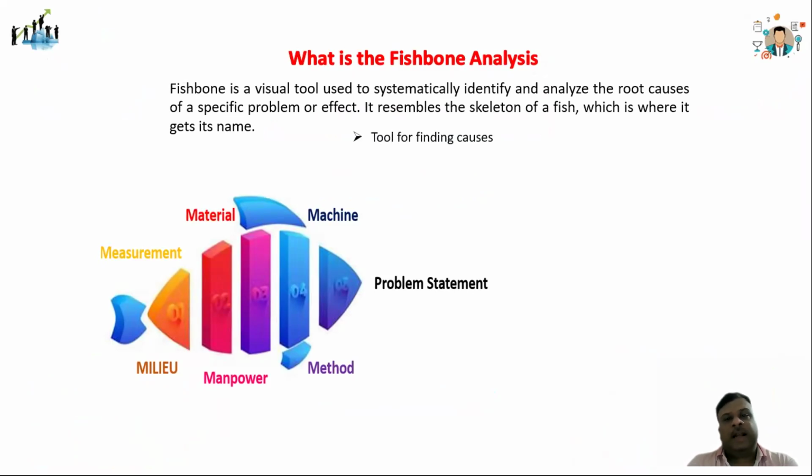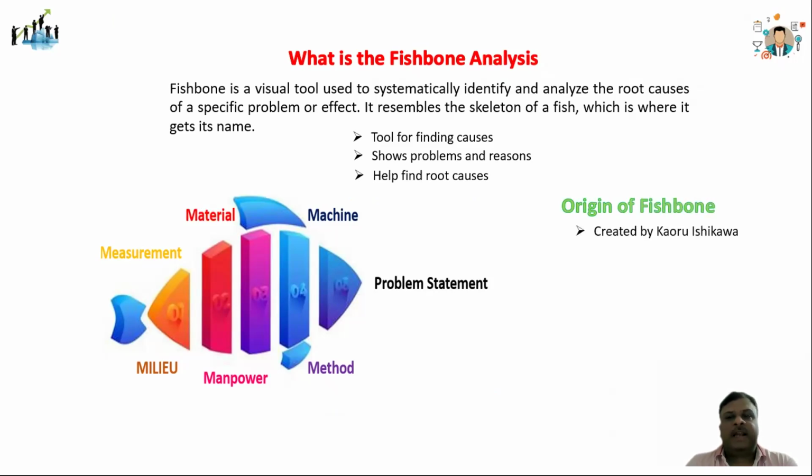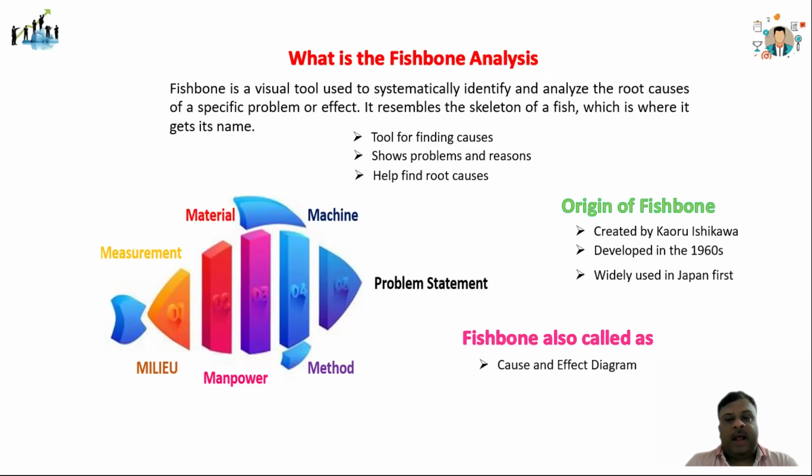So fishbone analysis is a tool for finding causes. It shows problems and the reasons. It helps in finding the root cause. Origin of fishbone: it was created by Kaoru Ishikawa in the 1960s and was widely used in Japan first. Fishbone analysis is also called a cause and effect diagram or Ishikawa diagram.